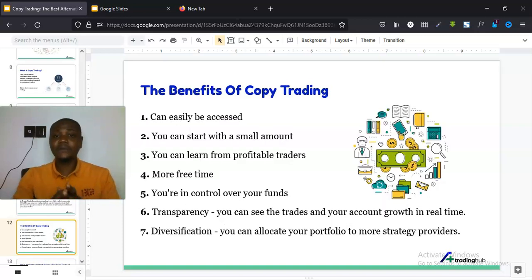Now, let's look at the benefits of copy trading. This is the game changer here when it comes to Forex investment. Number one, it can be easily accessed.